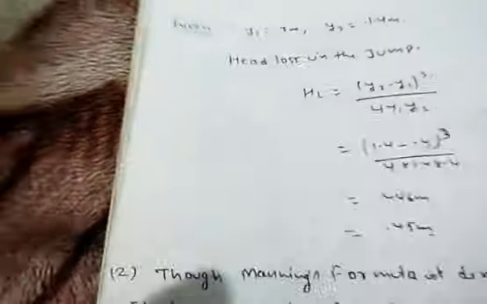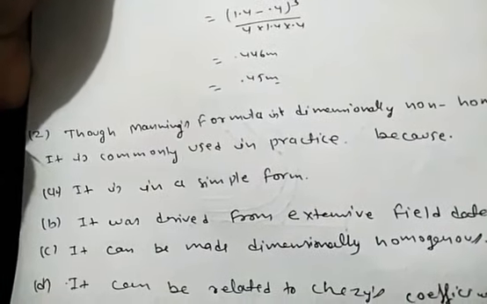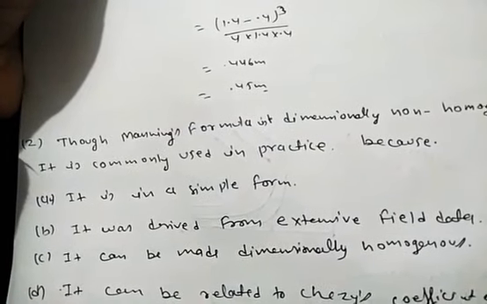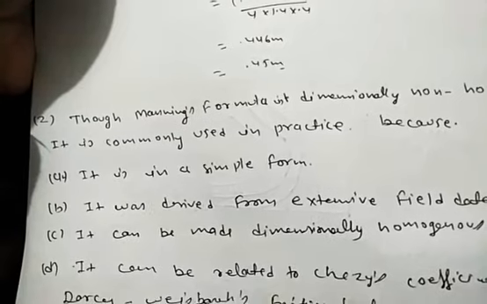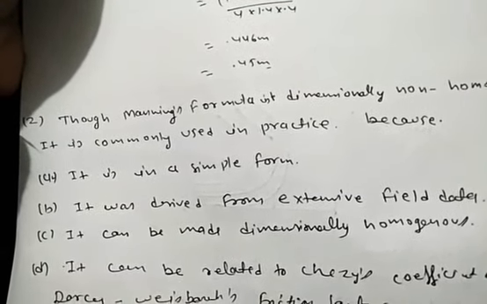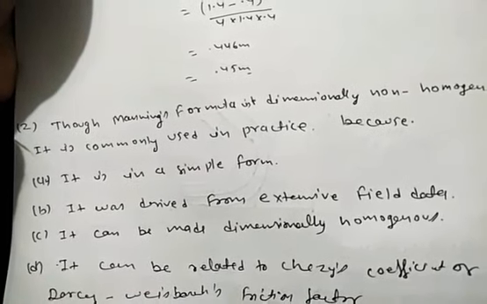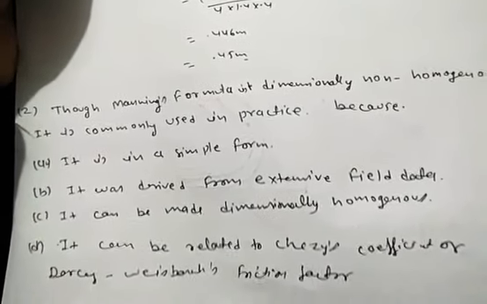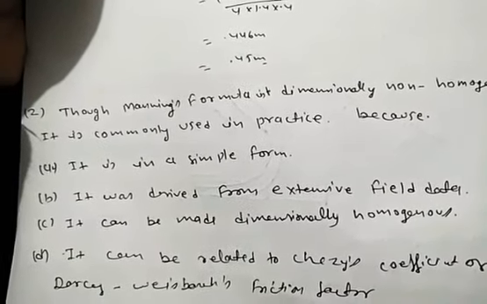And the next question: the Manning formula is dimensional or non-dimensional? It is commonly used in practice because it is in a simple form. It was derived from exact field data, it can be dimensionally homogeneous, and it can be related to Chezy's coefficient and Darcy's friction factor. The correct answer is that it is a simple form. Option A is correct. And next is question number 3.